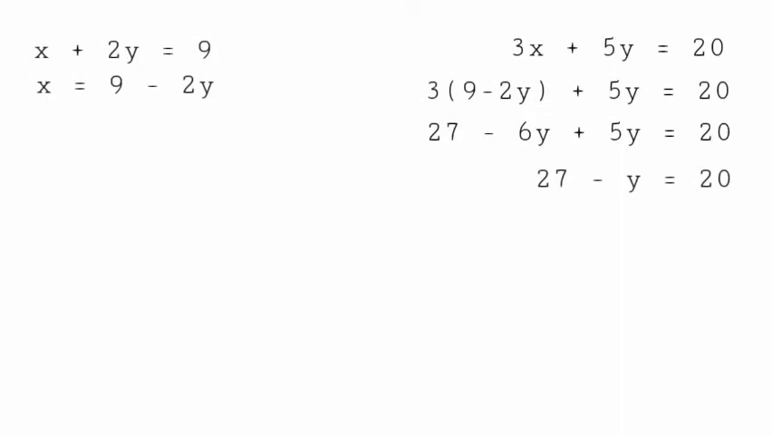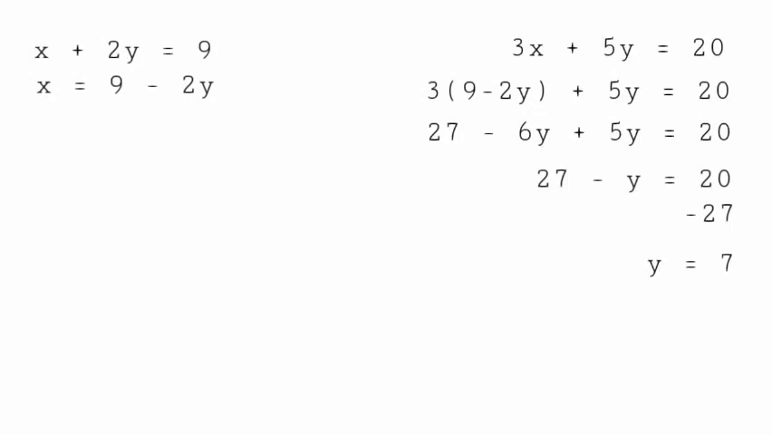Let's subtract 27 from both sides. The left side, 27, is cancelled out, and you're left with negative y equals negative 7 because we've subtracted 27 from 20. Then we can multiply both sides of the equation by negative 1, and we get y equals 7. So now we found the value of y, which is 7.